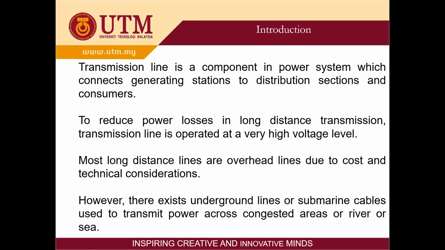As an introduction, a transmission line is a component in power system which connects the generation power stations to distribution sections and consumers. To reduce power losses in long distance, the transmission line is operated at very high voltage, meaning that from the generation power plant, it is stepped up using a transformer to reduce the current so that the losses are reduced. Most long distance lines are overhead lines due to cost and technical considerations. However, there also exist underground lines or submarine cables used to transmit power across congested areas or river or sea.